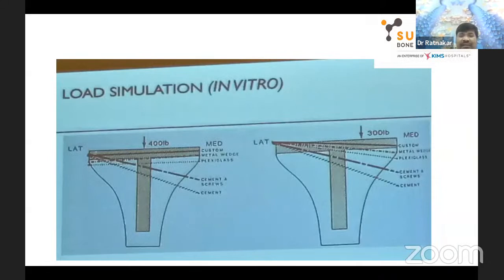If you see this load simulation, the first thing which will fail when you are using only cement to reconstruct a big defect is the cement. Then fails your cement with screws. And the last thing which will fail is the metal wedges. So in other words, whenever you have a big defect, the custom metal wedges are more potent and give more load transfer compared to the cement or cement with screws.